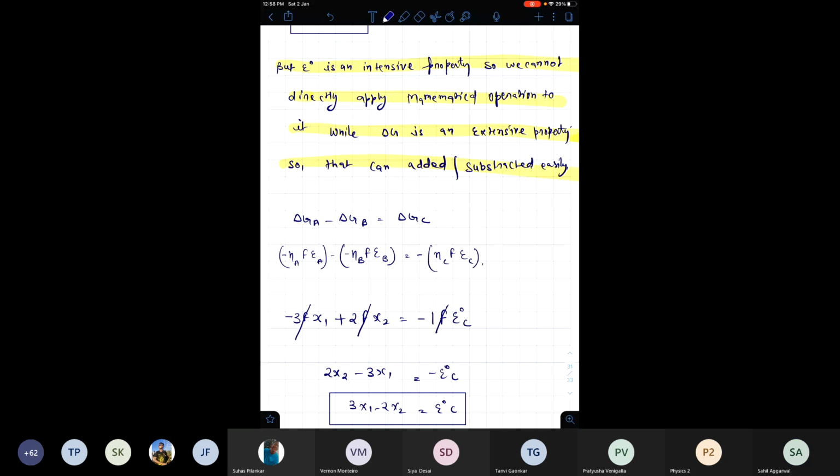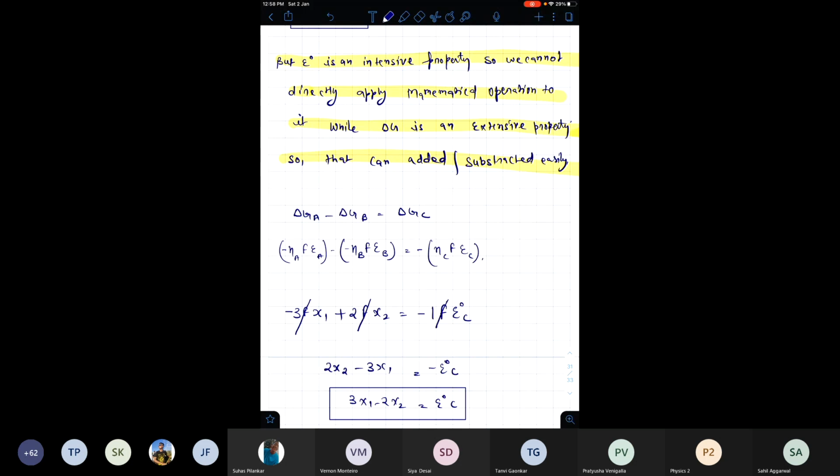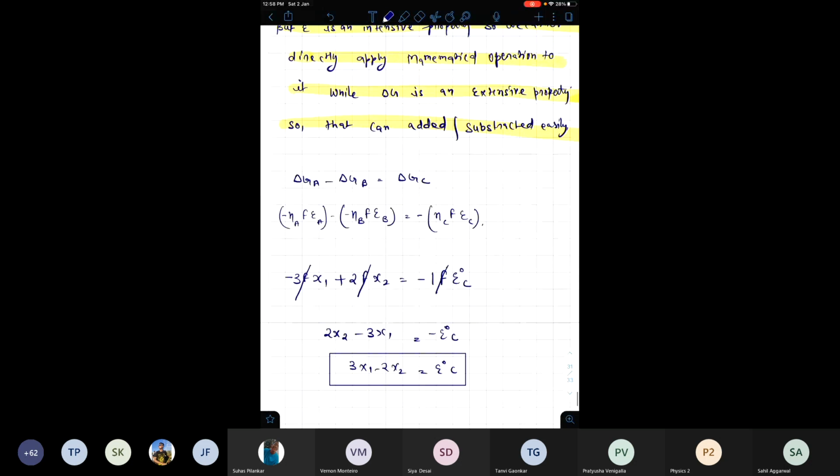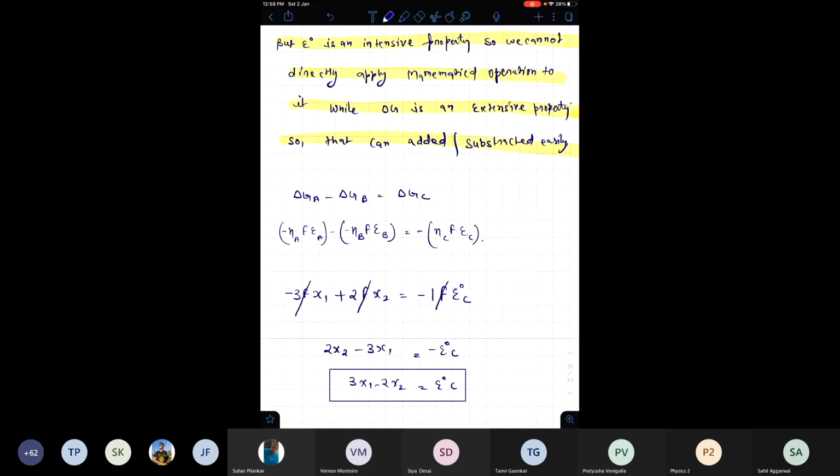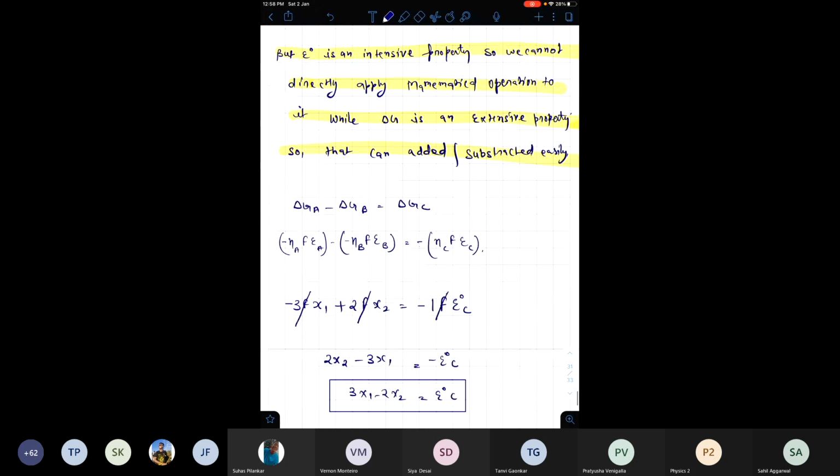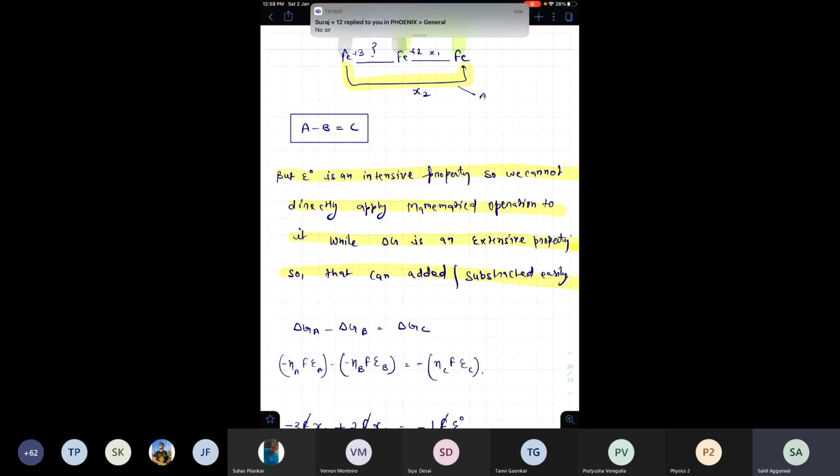Understood. Any doubt in this? Any problem to anyone in this? Because these questions can simply be asked. These questions are more important for entrance than the Nernst equation. The Nernst equation is difficult to get in entrance, but it can come.